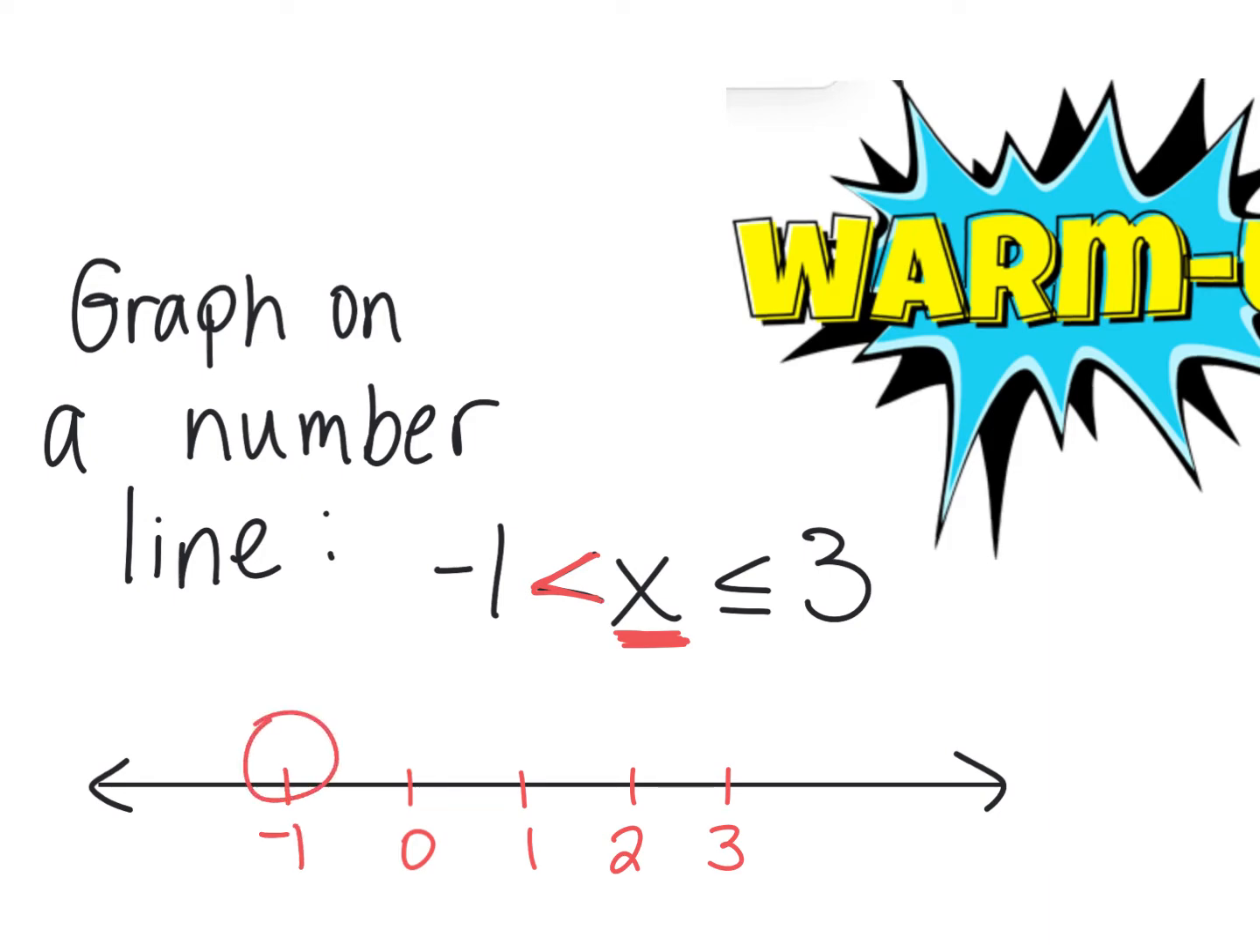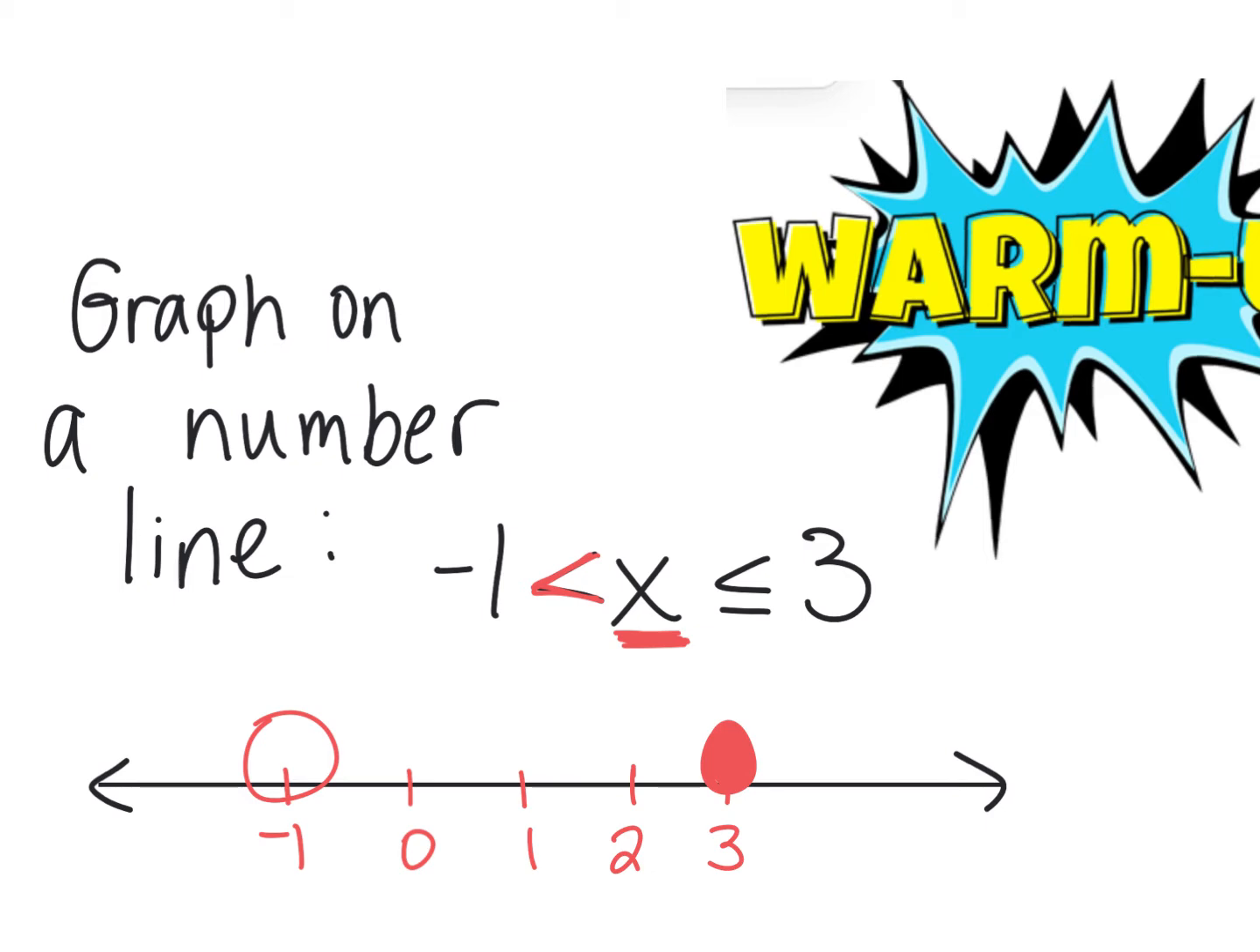Which number is going to have a closed circle? The 3. Because it's less than or equal to. Okay, and then we've got to figure out where to shade this, okay?